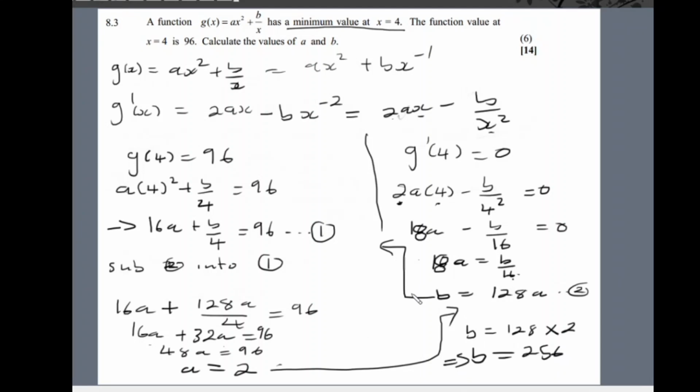Okay, so yeah, that's all there is to calculus. You just have to know how to differentiate from first principles and differentiate by using the rules. If there's anything that you don't understand, feel free to ask. I'll be happy to explain.